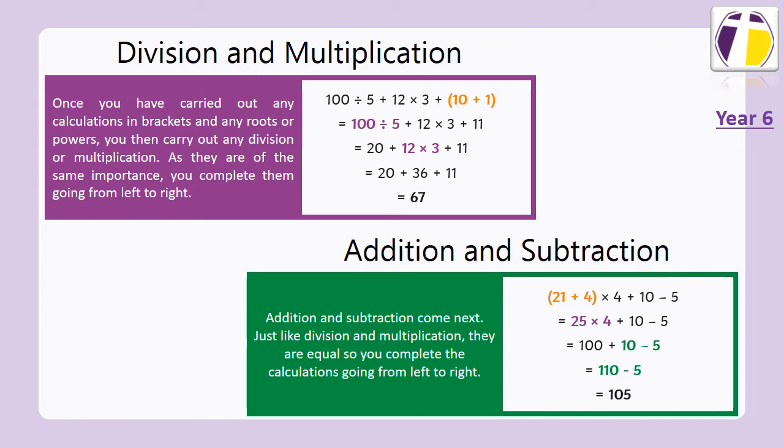We can therefore do 100 add 10, which is 110, and then take away the 5, which leaves us with 105.